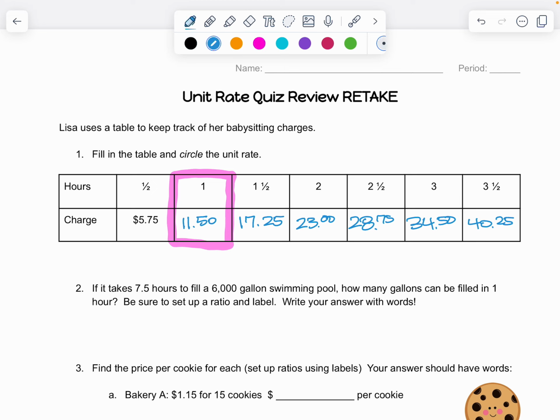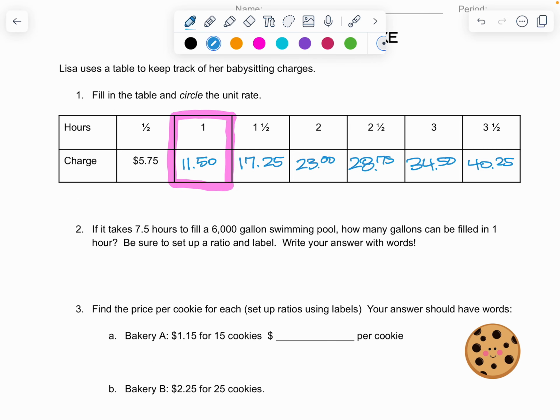Next one, you know what helps anytime we have a word problem? Some labels. If it takes 7.5 hours to fill a 6,000-gallon swimming pool, how many gallons can be filled in 1 hour? So I want that one in the denominator. I'm going to make sure I put the time down in the denominator. The time is in hours, and up top, we're dealing with gallons. Let's set up some information here. I have 6,000 gallons going in that pool. It takes 7.5 hours, and I want to get it down to 1 hour. So let's solve for that.